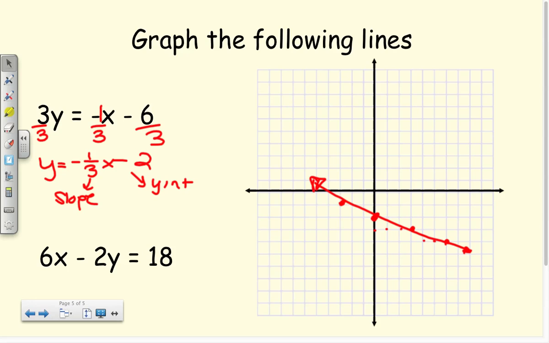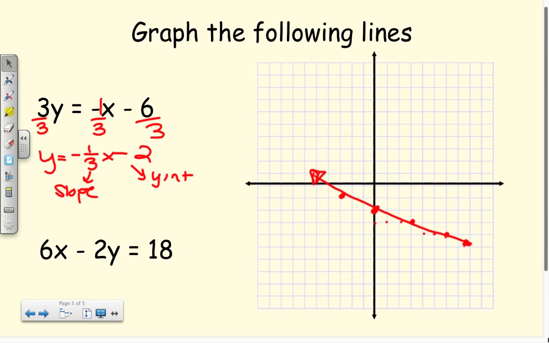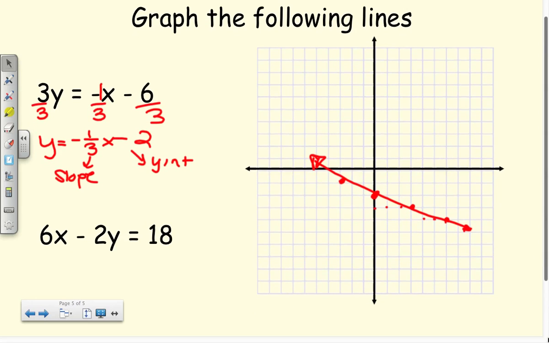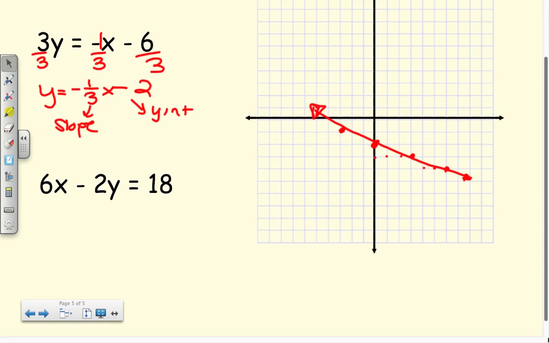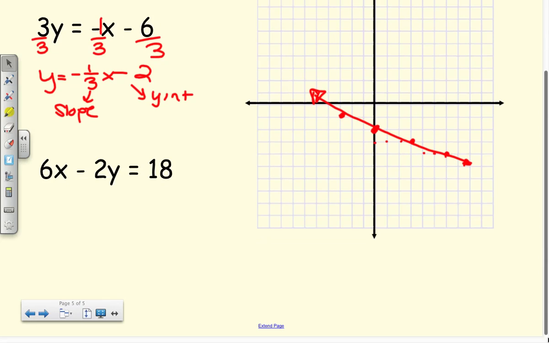I'm going to do one more example, and then I think that you're good to be able to solve these on your own. All right. Okay, so first thing, I'm moving my 6x. Now watch what I'm doing. This turns into negative 2y is equal to negative 6x plus 18.